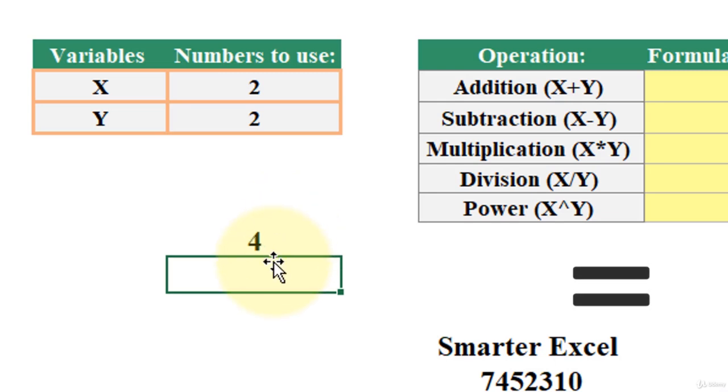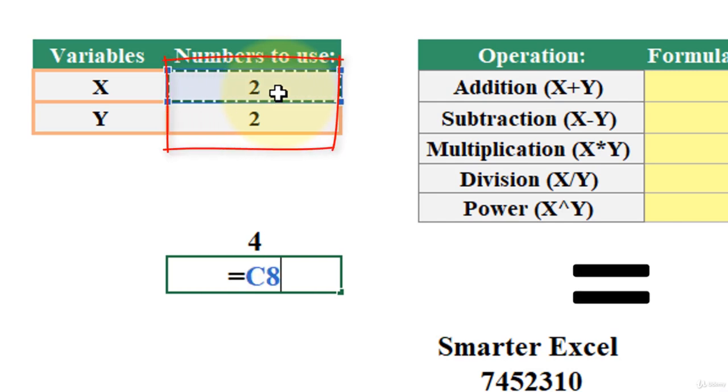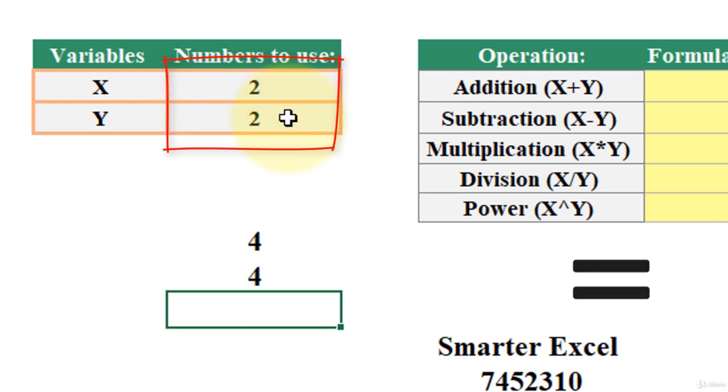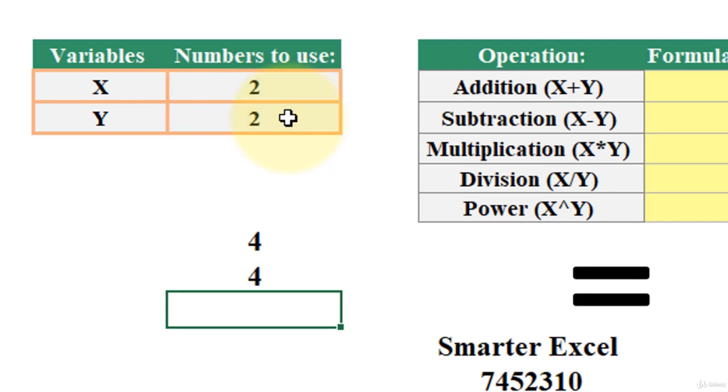Well, let's write this formula another way. Write equal sign and select the reference for the first number, C8, and the operation will be addition. Write plus, and the second reference here will be C9. The final result will be 4. So what is the difference between this 4 and this 4? This is a good question.